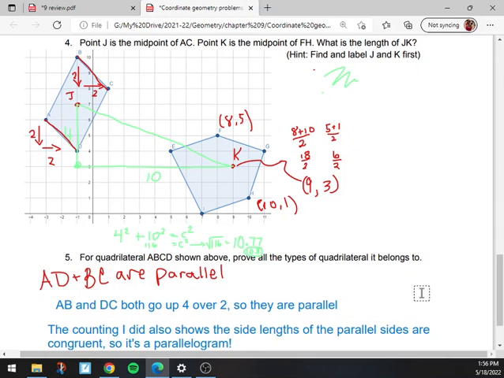Parallelogram. So I typed, the counting I did also shows the side lengths of the parallel sides are congruent, so it's a parallelogram. I think it's a little wordy, but that's the way I thought to say it right now. You could use different words. I'm not looking for any specific wording on this. I want to see if you can kind of reason out with me and explain it to me.